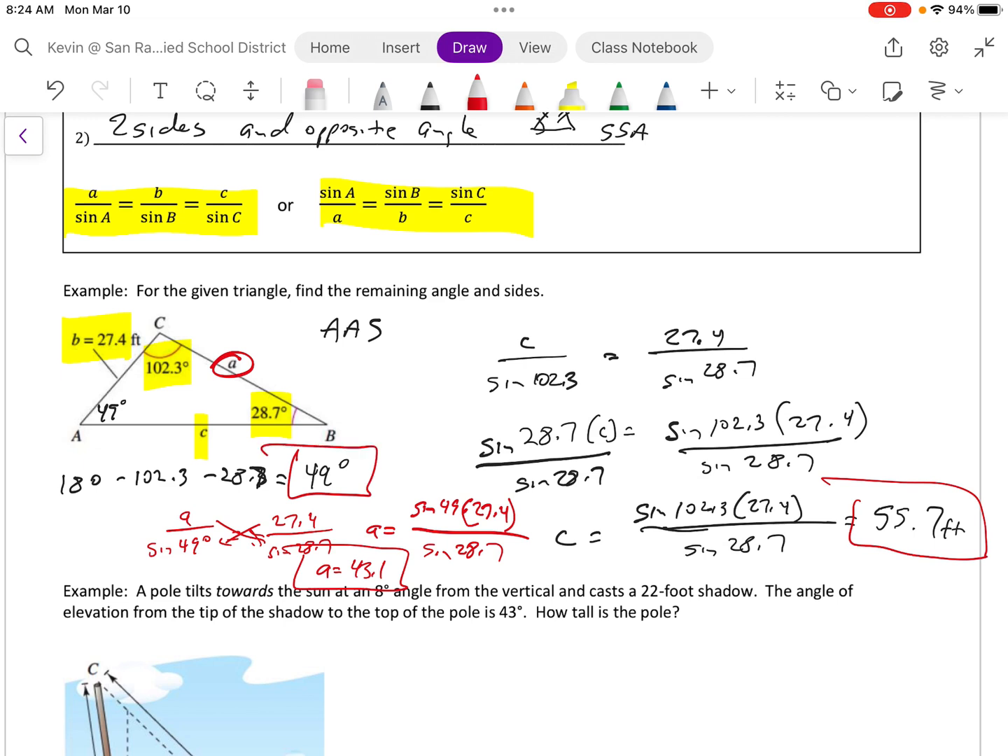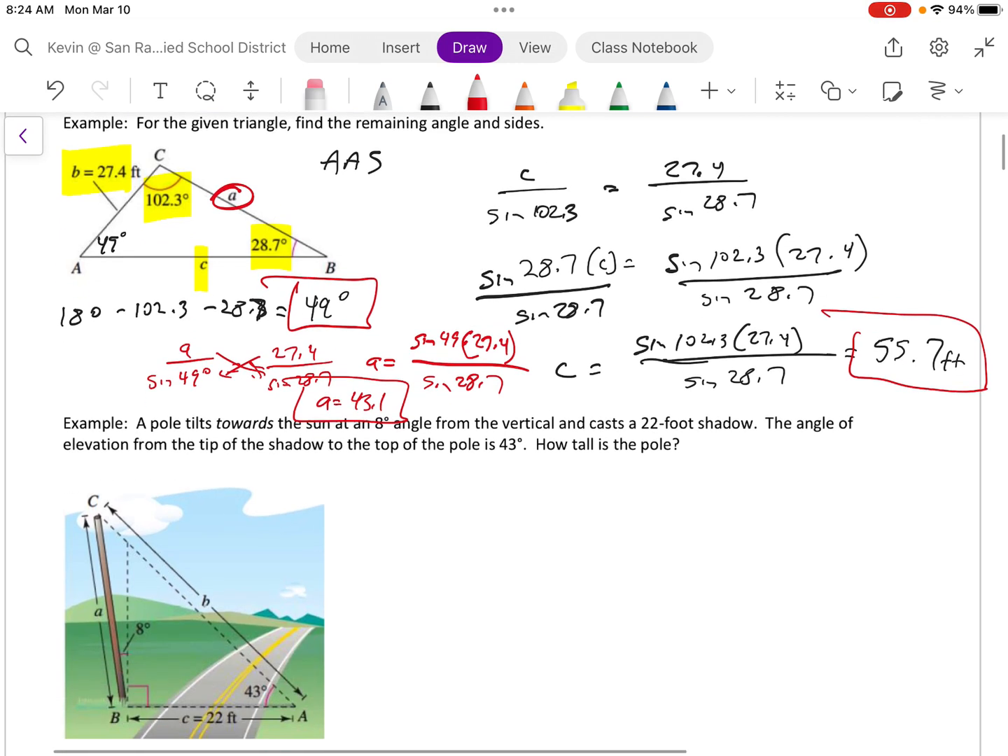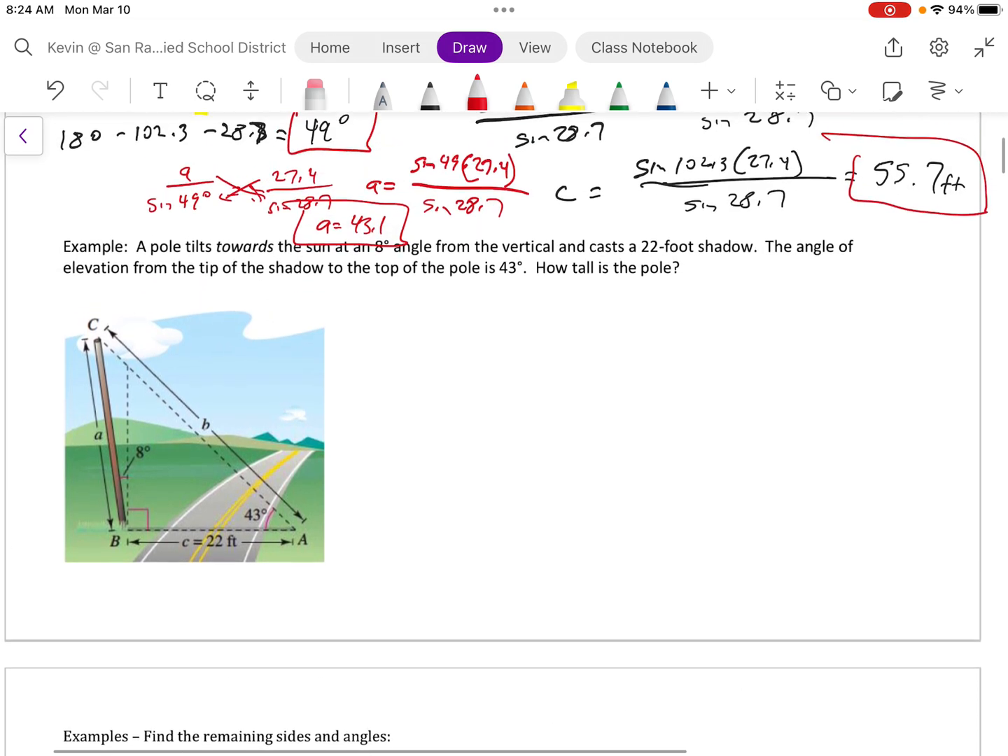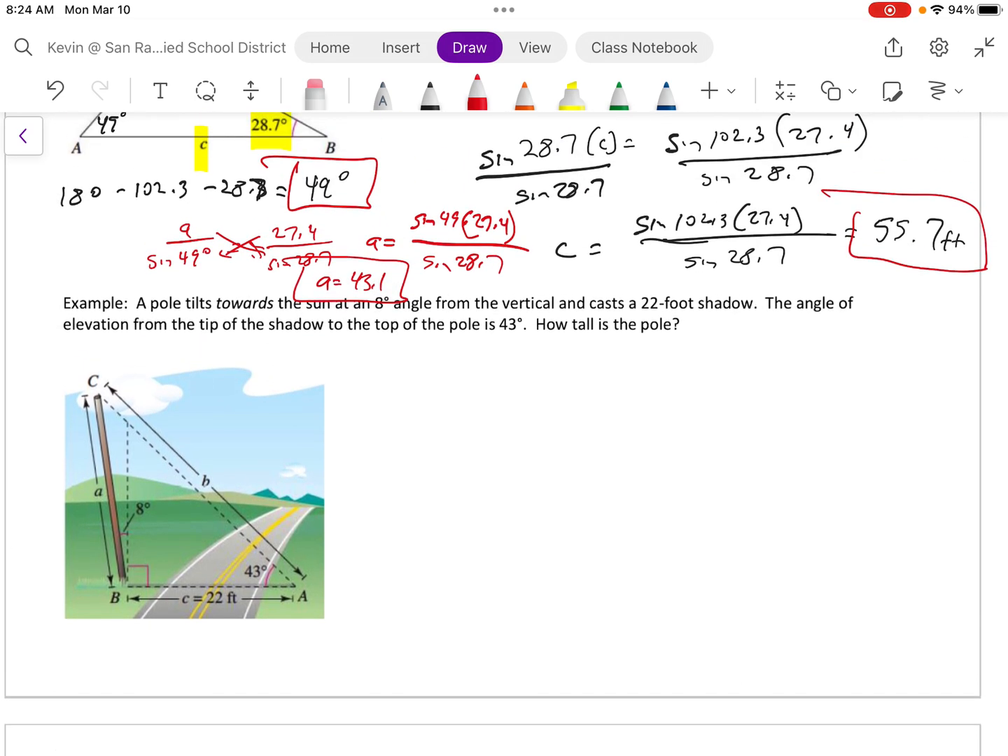Okay. So we found C, we found A, and we found angle A. So all the different pieces.